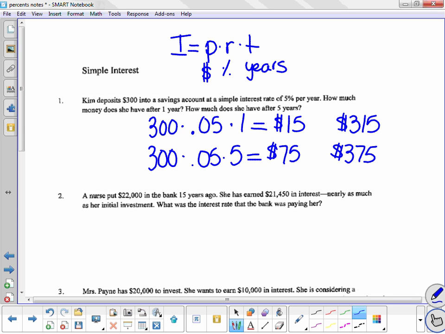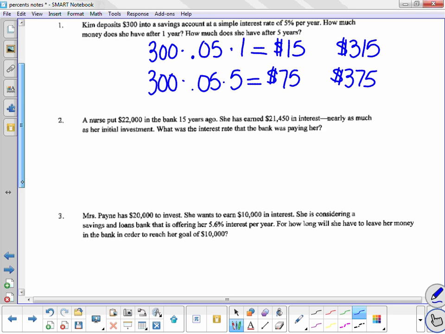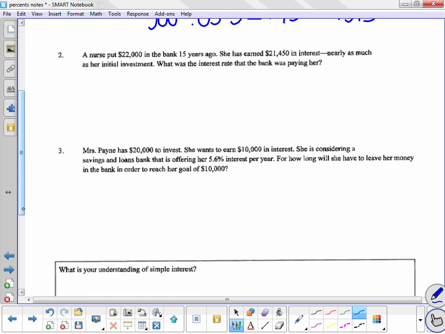So this is as basic as this formula gets. It's pretty easy. Number 2 and 3, you look at the formula a different way, and you're solving for a different part of the formula. So number 2, a nurse put $22,000 in the bank 15 years ago. She has earned $21,450 in interest, nearly as much as her initial investment. What was the interest rate that the bank was paying her?